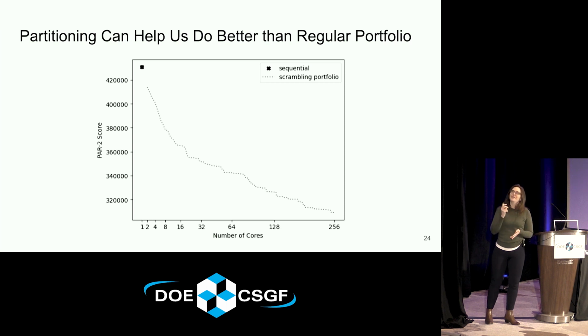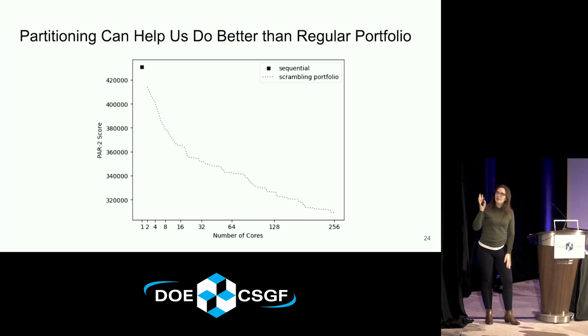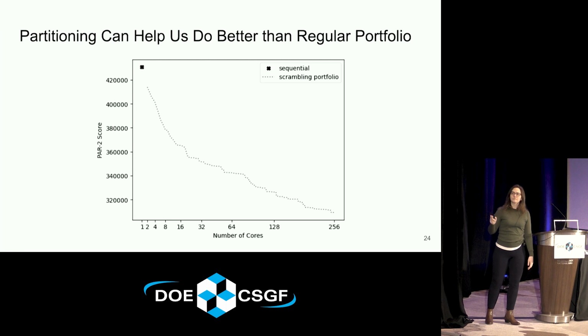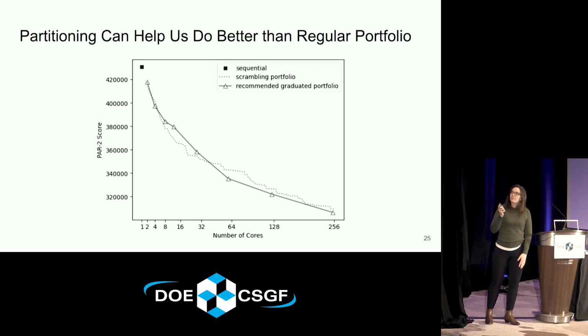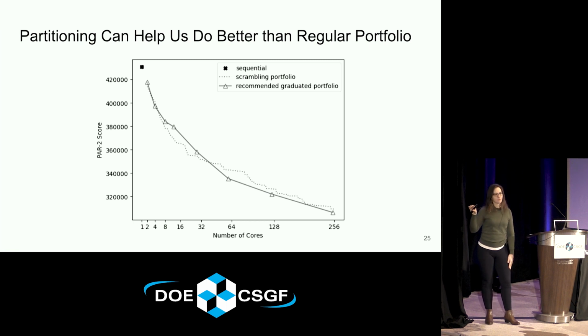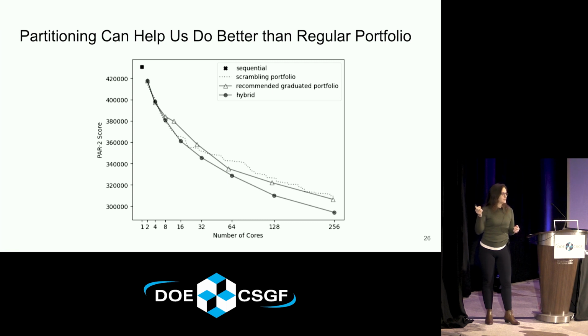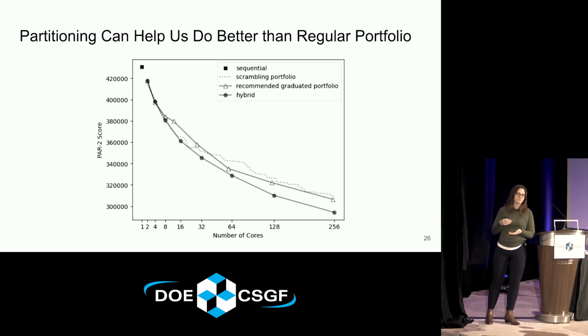This is the last graph. And I'm going to walk through it line by line because it's a lot of lines. So just for fun, plotted on the very top left, all sad by itself, is what happens if you solve these problems sequentially. And this other line, this dotted line, is our standard portfolio, which is a scrambling portfolio. And if we plot now the recommended graduated portfolio, we can see that we're doing maybe the same for lower number of cores, a little better for higher number of cores. That's good. But what we find is that when we combine these approaches, we actually do quite a bit better than either individual approach. So this suggests that they're complementary.